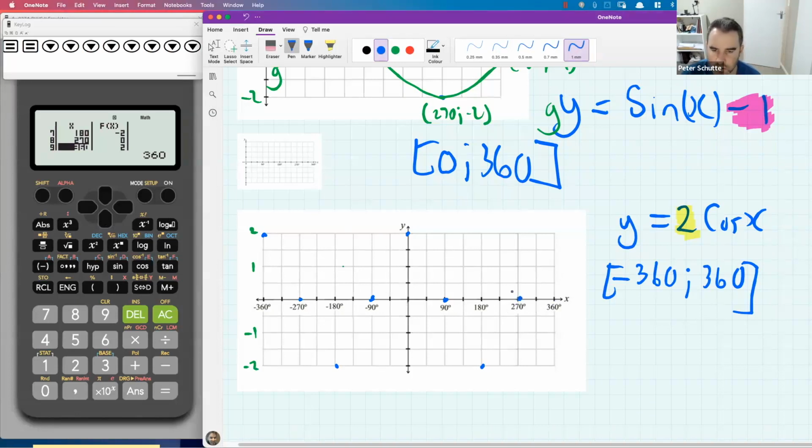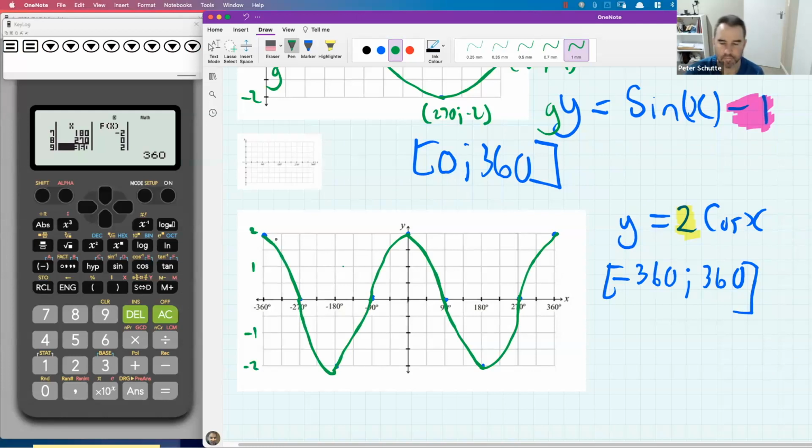That's 360, wait, 362. Okay, so now that I have all my dots, to connect them up, you can connect them up. Sorry, that should be a curved graph. And so this is the graph. If I label these points, this would be 180, minus 2. This would be 362.